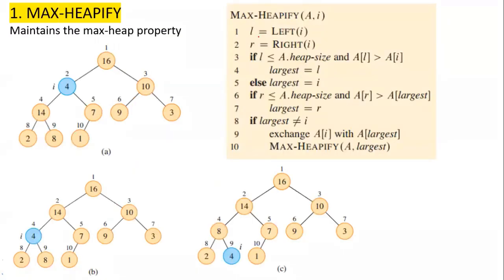You assign L to be the index of the left child, R to be the index of the right child. And then you also have this condition: if L is less than or equal to the size of the heap. Why do you think we have this particular condition and this particular condition? So your idea was right, but now we need to implement it, and so we have certain conditions.